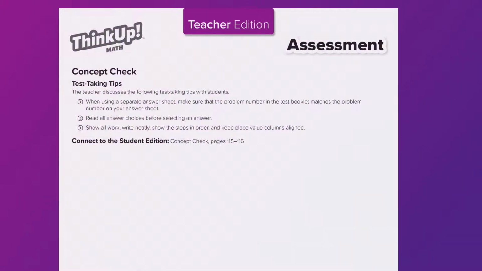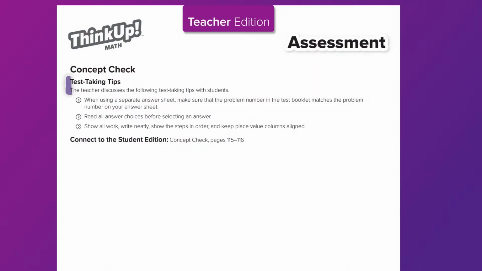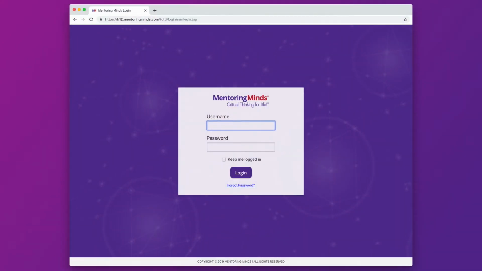The concept check in the teacher edition gives you the opportunity to instill good test-taking habits by sharing the test-taking tips provided with students. The answer keys for this assessment are found online at k12.mentoringminds.com, where you have access to your ebooks.